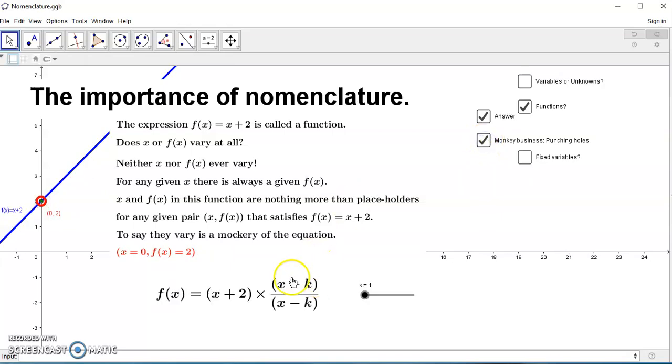Now, the mainstream academics, who are actually fools, want you to believe that you can vary these things. Okay, and there's a reason for that. They love to punch holes in functions. So for example, they love to undefine values of x and y in functions like this. And there's a very good reason for that. I'll explain to you in a moment what it is.